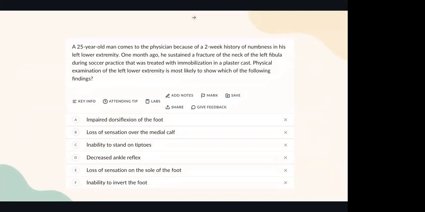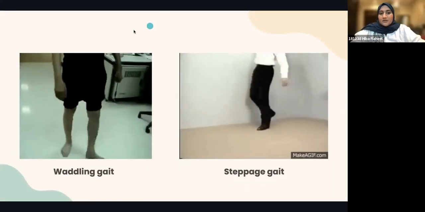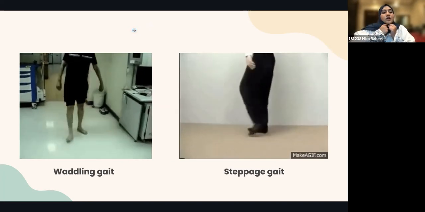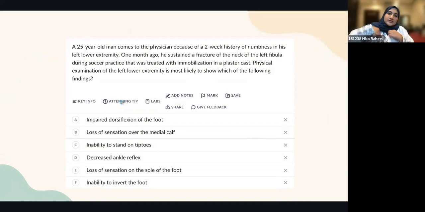Is waddling gait also caused by the gluteus minimus and medius? Yeah, waddling gait is also caused by that. Okay, so we'll move on to some questions. All right, so anyone unmute and read.